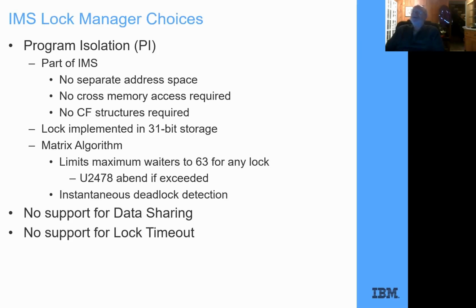So you have two choices, unlike DB2. With IMS, program isolation comes with IMS. It does not run in a separate address space, does not require access cross memory to another address space, doesn't require any coupling facility structures. Locks are implemented in 31-bit storage, and it's a matrix algorithm, which limits the number of waiters for any lock to 63. And the 64th waiter will get an abend, a 2478 abend.